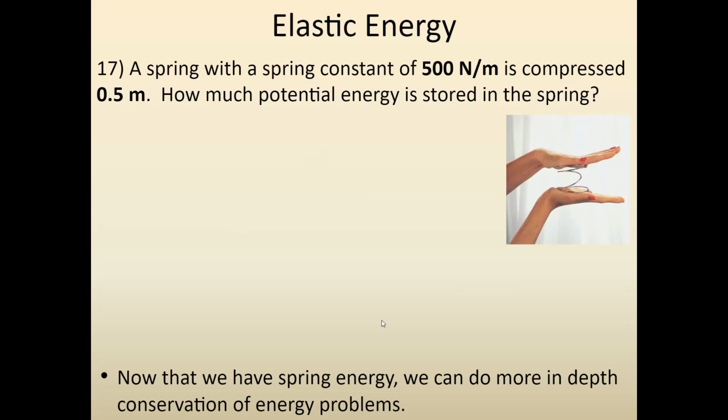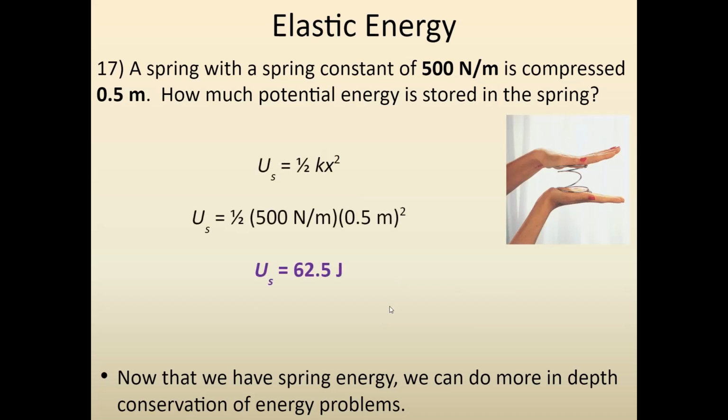Pause the video and try it yourself, and we'll go over it in a second. All right. So we're looking for the spring energy. We're given a spring constant, and we're told how much it compresses. We want to know what the energy being stored in the spring is. So we plug our numbers in and chug our answer to be 62.5 joules.